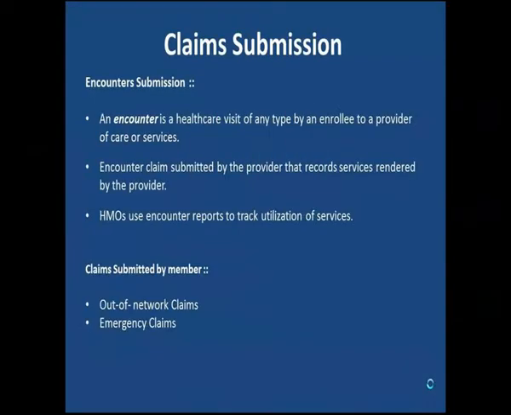So far we talked about claim intake. In the claim intake, we have seen the claim forms and then moved on to the universal codes. Then the next topic is claim submission. There are two ways to submit a claim: one is a claim submitted by the provider and the other is a claim submitted by the member. A claim submitted by the provider is called an encounter.